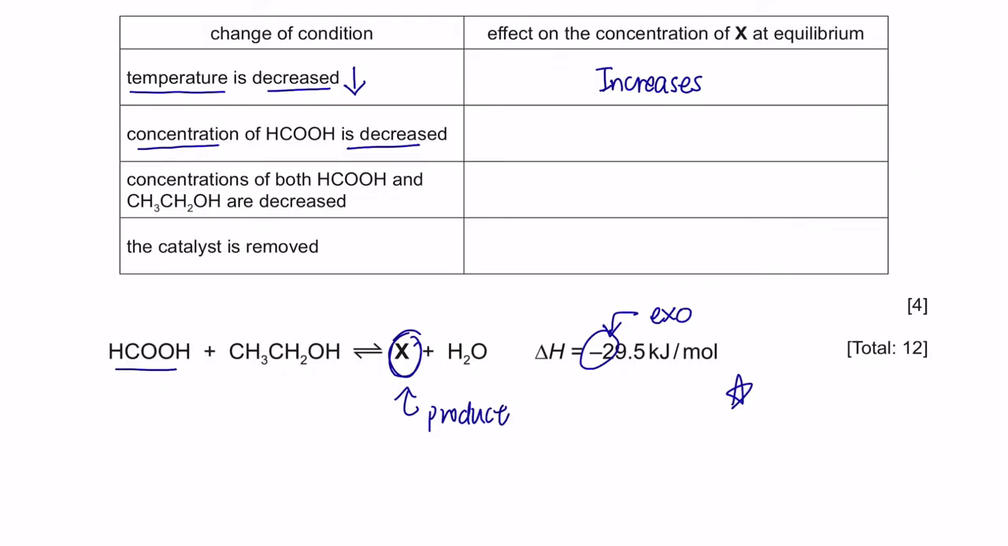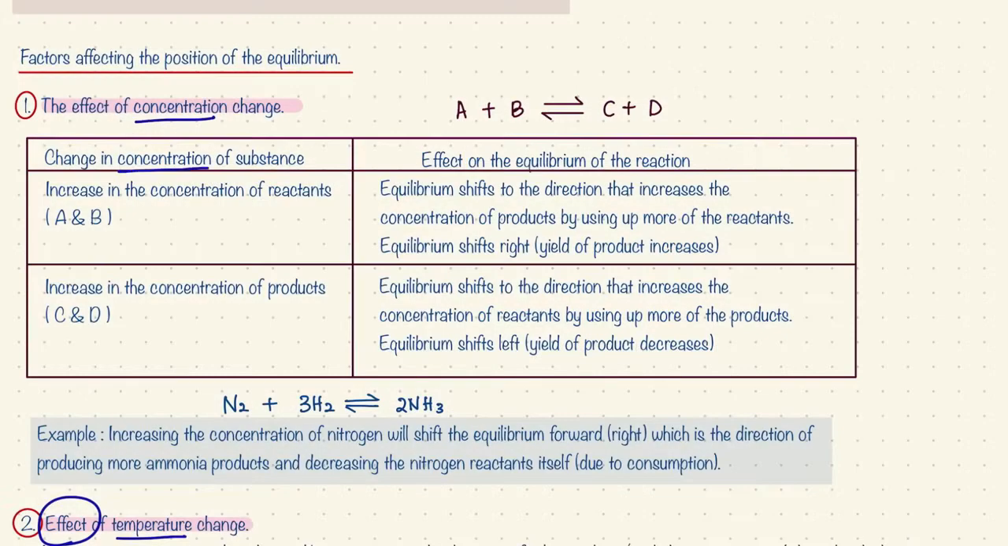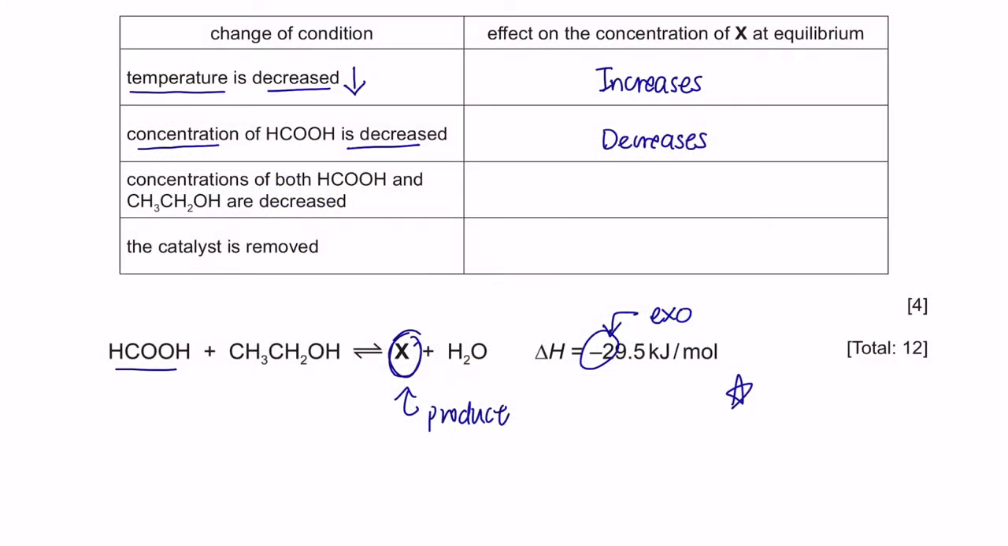Methanoic acid here is the reactant. When concentration of reactants is increased, the yield of the product increases. That means if the concentration of reactant is decreased, then the yield of the product will also decrease. Next, concentration of methanoic acid and ethanol are both decreased. Since ethanol is also the reactant, then it will be the same as the second condition.